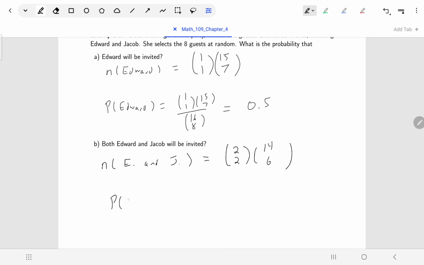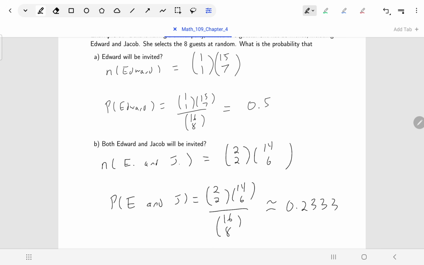So the probability of us getting Edward and Jacob both to this party just by chance should be 2C2 times 14C6 out of 16C8. And then now we just need to compute that, and that's about 0.2333.